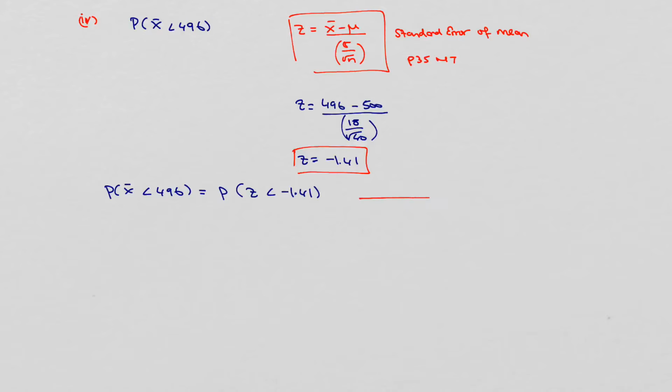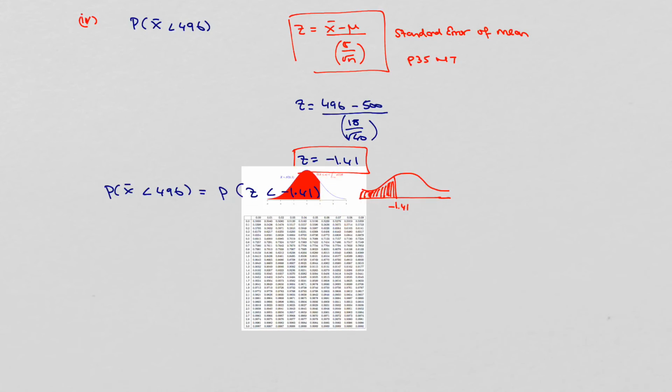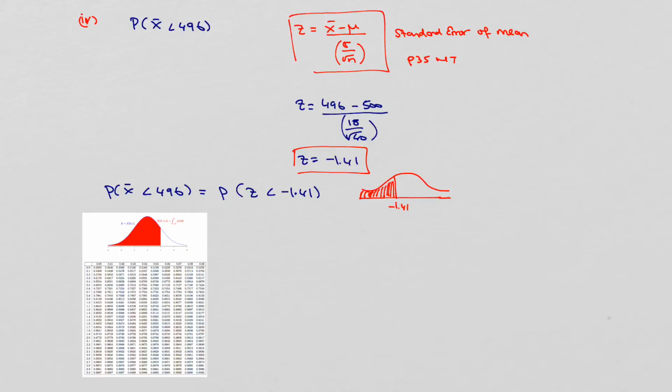Now, of course, if we sketch our graph and I just look at it from the perspective of a z-score, that's minus 1.41, and I'm looking for all of that area. Well, I know from my tables that I cannot get a negative z-score. So instead, what I have to use is the symmetry. So that is the same as greater than 1.41. But of course, we can't find greater than 1.41 in our tables either.